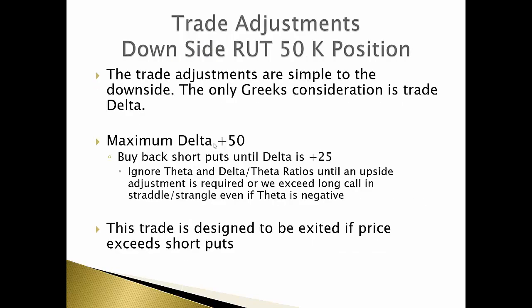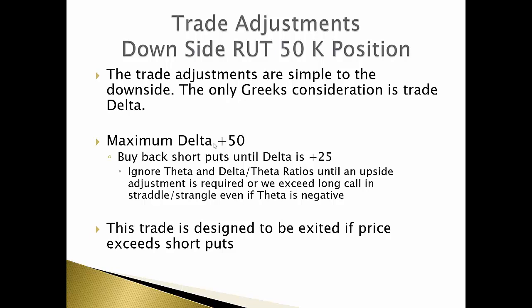So let's move on. Our downside adjustments are different on a V Condor. They're just very, very simple. The only Greek consideration is the trade delta. I don't care if my delta theta ratio is off. I don't care if my theta is negative, and I don't care if my volatility is positive. All I care about is the trade delta. This trade has a maximum positive delta of plus 50. And if the trade hits plus 50, I'm simply buying back short puts until my delta is plus 25. I'm going to ignore my delta theta ratios until an upside adjustment is required.